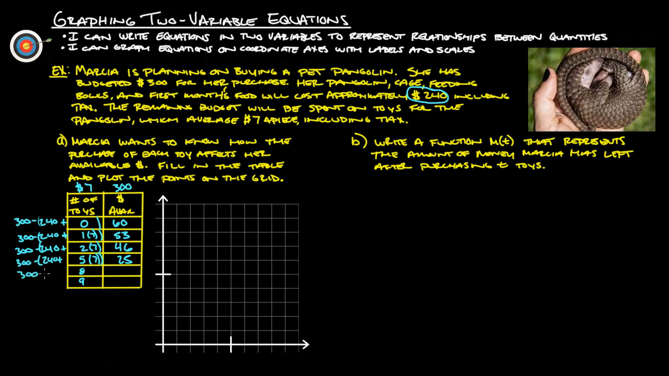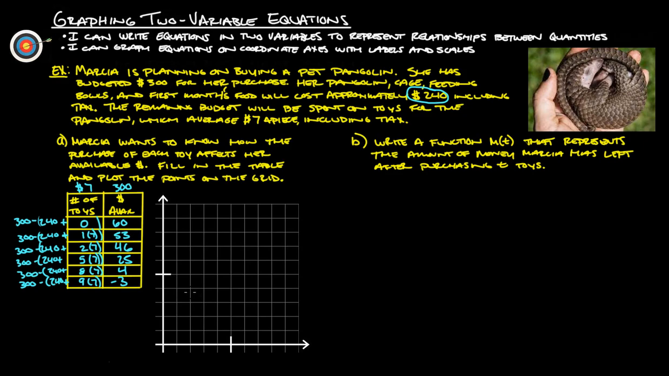And then 300 minus 240 plus 8 times 7, that's 56. So 56 plus 240 is 296, so that leaves $4 left over. If she does 300 minus the 240 and the 9 times 7, that's 63, and 240, that means that she's $3 over her budget.